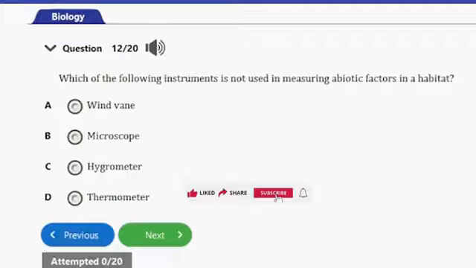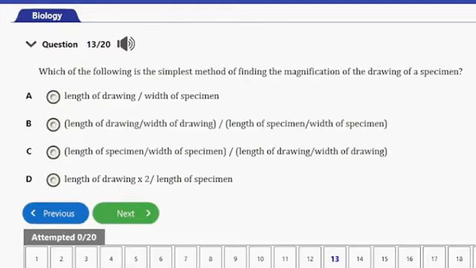A microscope is actually an instrument that is used to magnify and see organisms that we may not be able to see with our naked eyes. So the microscope is actually a magnifying instrument and not an instrument for measuring abiotic factors. So that's it for that question. Let's consider the next question.